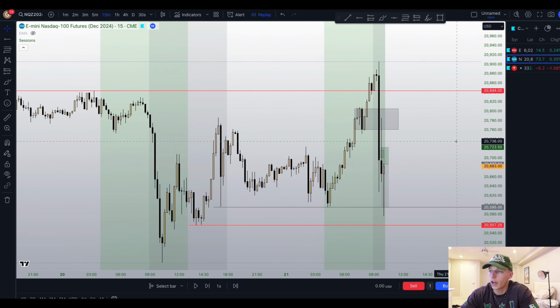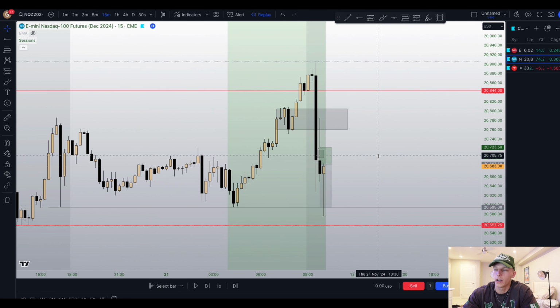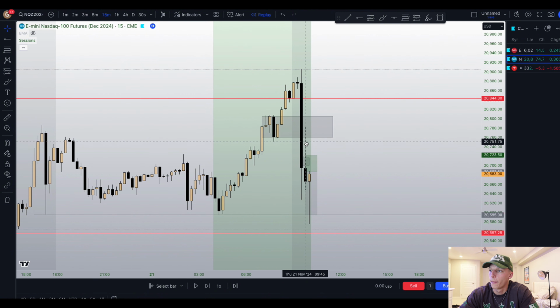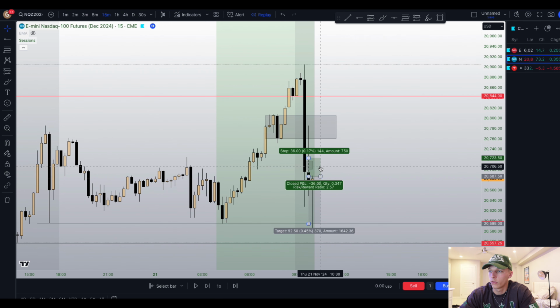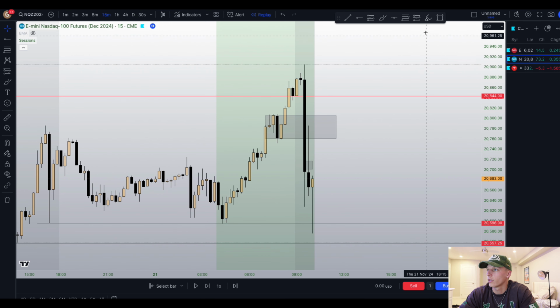And yeah, the reason I wouldn't take this on the 15 and the reason I love jumping onto the lower time frame is, let's say you entered on the 15-minute as soon as you got the retest. The risk to reward on this trade really isn't that great in this scenario. Let's say you enter here.